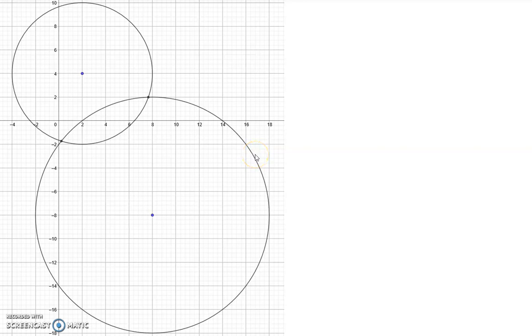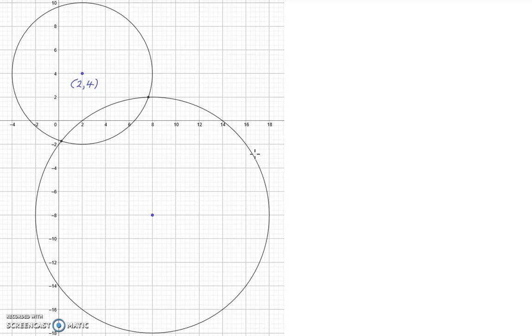In this video I'm going to find the intersection points of the two circles shown. I am firstly going to look at the smaller circle, which has centre coordinates of 2, 4, and its radius is from 4 down to -2, which is 6.